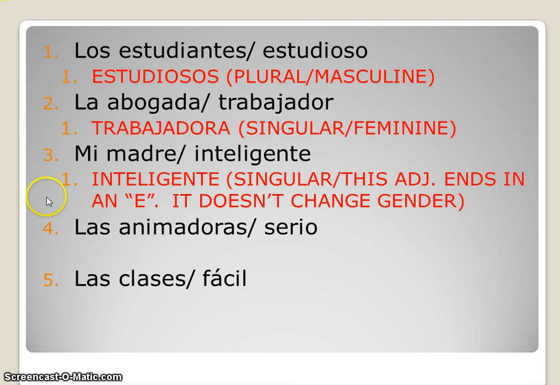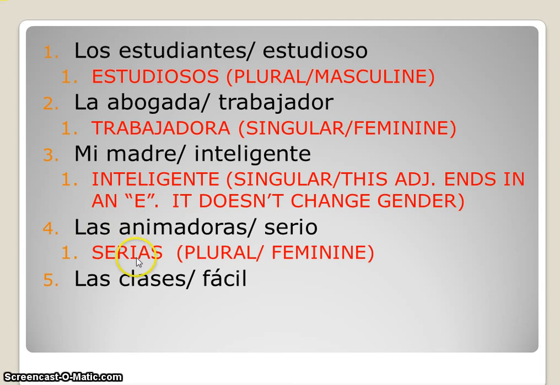Las animadoras serias. This is plural. I have my S's. So here's my S. And then this is a feminine noun. How do I know it's feminine? Look at the las. Okay, las tells me that this is feminine.